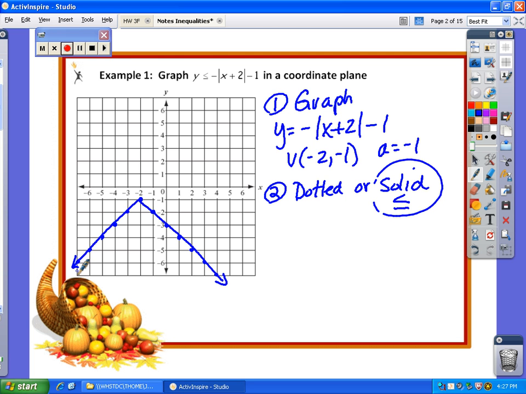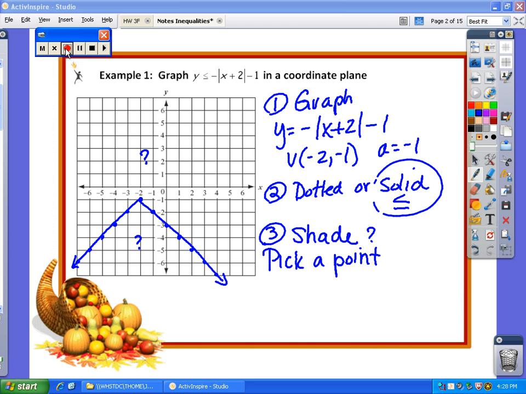Okay, now the next thing we need to do, we need to decide where we're going to shade this. That means, do we shade the inside or the outside? And the way we can do this is to pick a point not on the graph itself. Alright, so there are two schools of thought here. Look at the original problem. It's y is less than or equal to. Less than is down. So I'm predicting that we're going to shade this thing down.